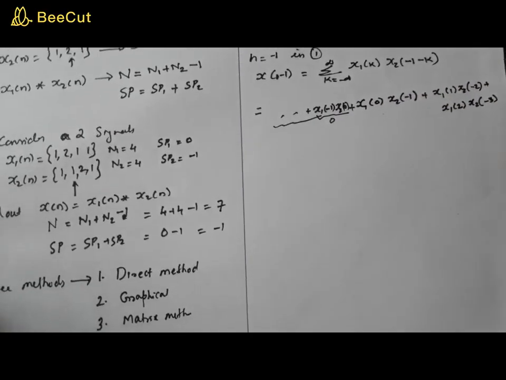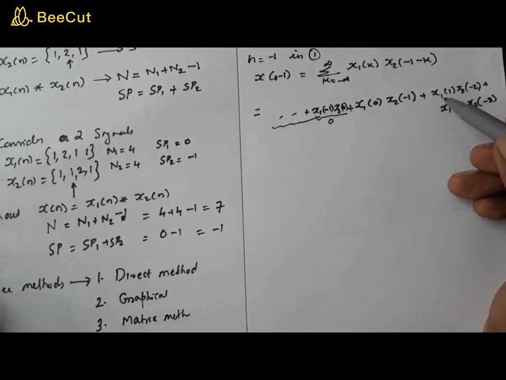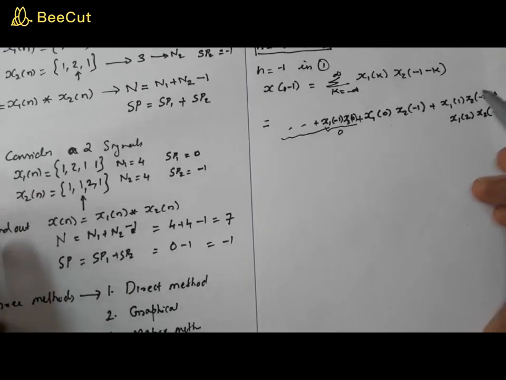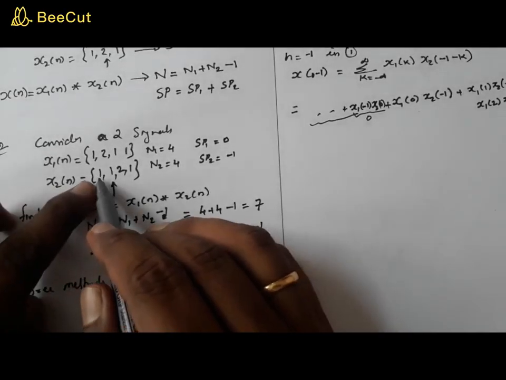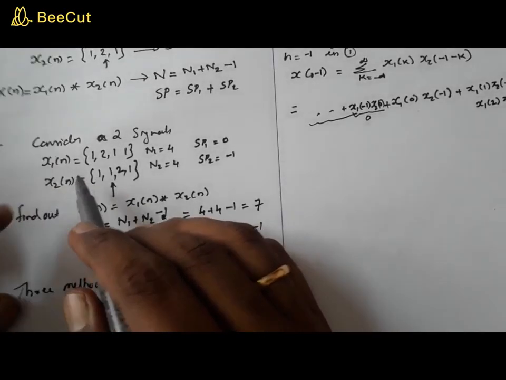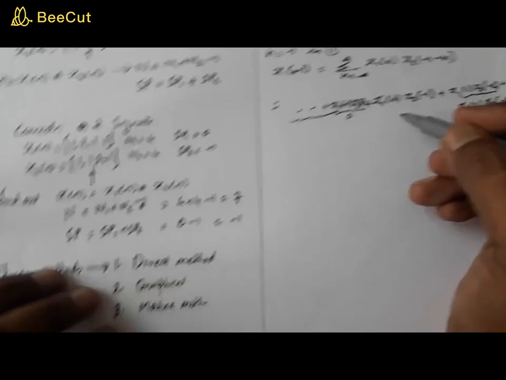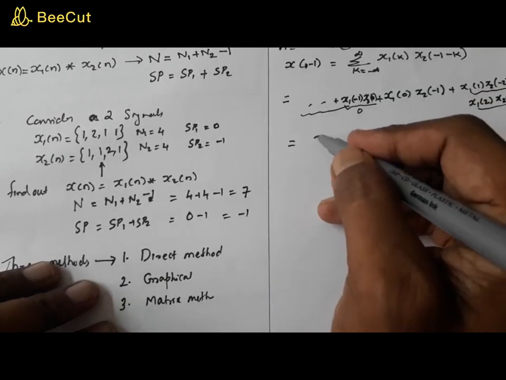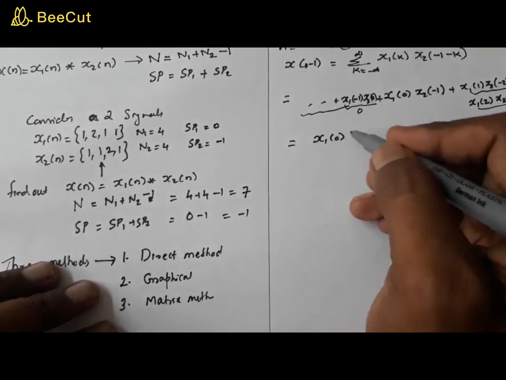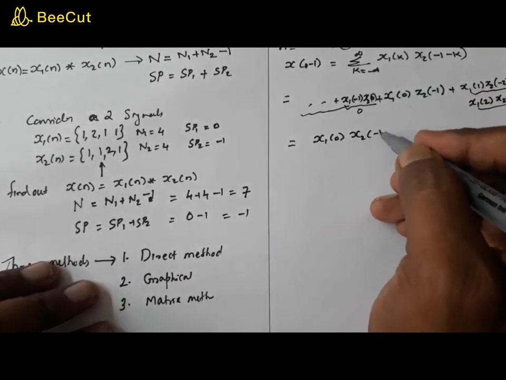Now what happens at this side? It is x1 of 1 into x2 of minus 2. What is x2 of minus 2? You have only a signal value for minus 1, so x2 of minus 2 is 0. That means from this side, all of this becomes equal to 0. So the available term will be only x1 of 0 into x2 of minus 1.